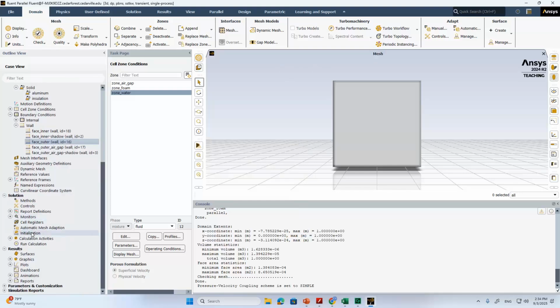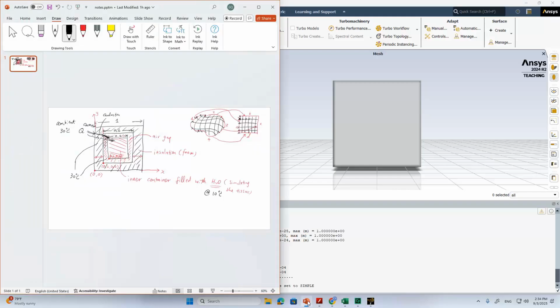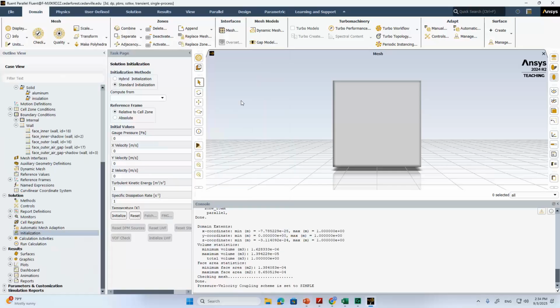Then initialize. Remember that we know that the water inside this inner container is initially at 10 degrees Celsius, right? And air gap and insulation initially is at 30 degrees Celsius. Such information has to be provided to Fluent, otherwise it doesn't know it, right? How can it know it? It does not have ears, it doesn't hear our conversation, so you have to tell it.